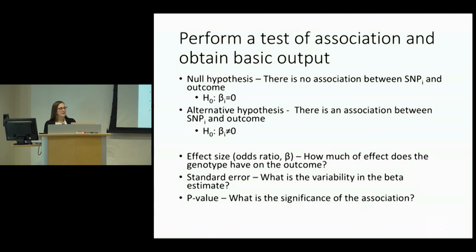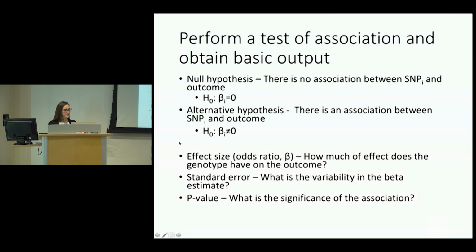So when we're performing a test of association, we're testing the null hypothesis that there's no association between each SNP and the outcome. We're testing that by looking at whether, under our null hypothesis, our beta i value for the individual SNP is equal to 0. And then we're comparing that to our alternative hypothesis, that there is an association between SNP i and our outcome, so that beta i is not equal to 0.